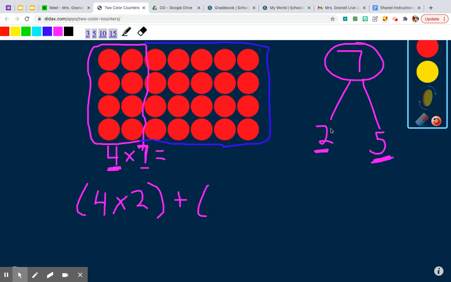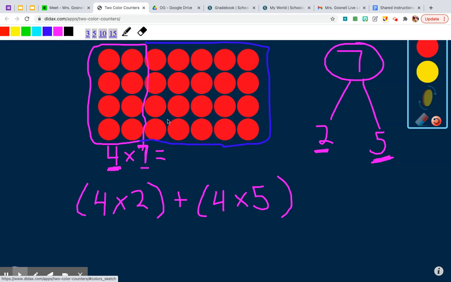All right, it's time to find out what our other simple fact is. So notice that we have the 5 over here when we decompose the 7. And notice the 5 columns here. Also notice that the rows did not change. There's still 4 rows of, and now we put 5, which is the same as saying 4 times 5. This fact represents this smaller array.